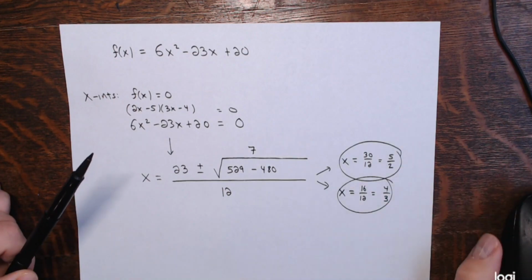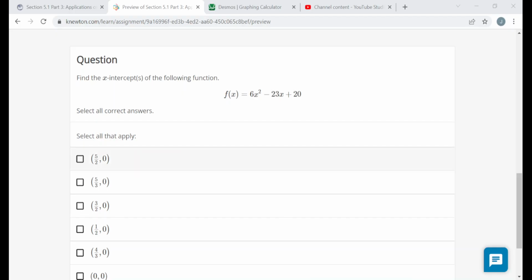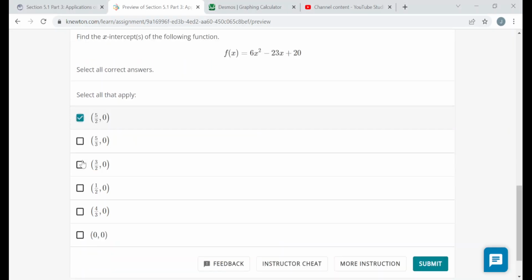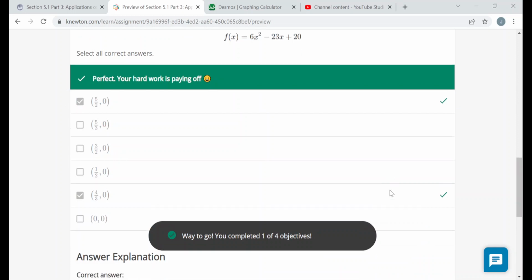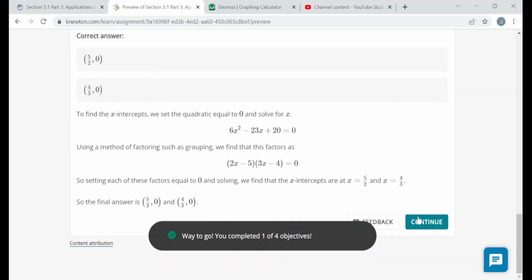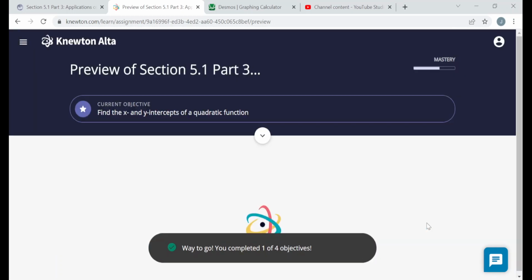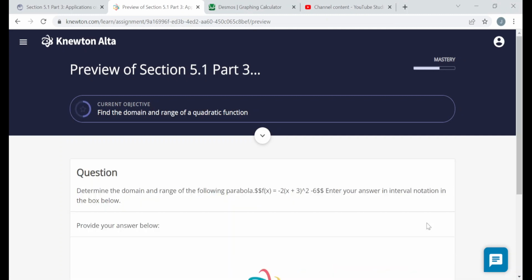Okay, so 5/2 and 4/3. So back here, (5/2, 0), (4/3, 0). There's your x-intercepts. All right, so that objective's done. I'm thinking we're reasonably close to the other ones.